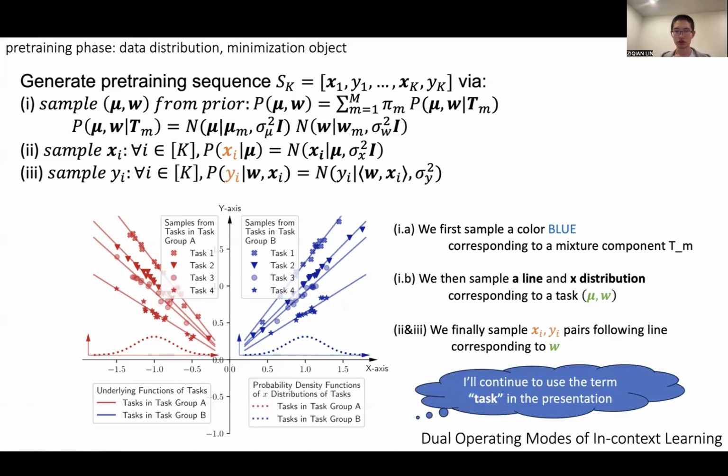And I will continue to use the term task in the presentation, and the task means a pair of mu and w.